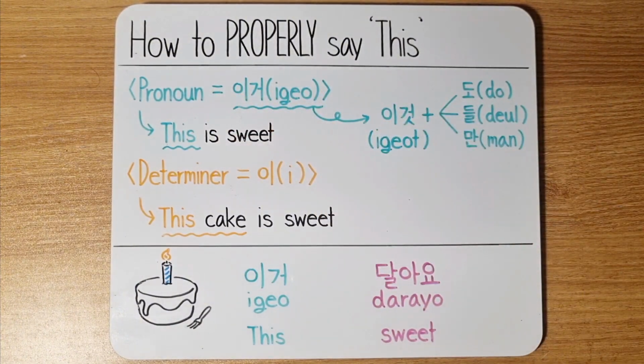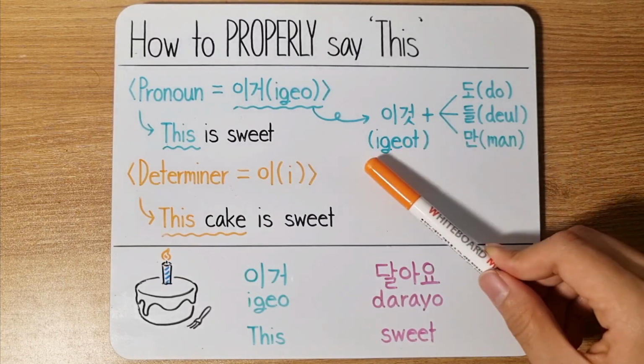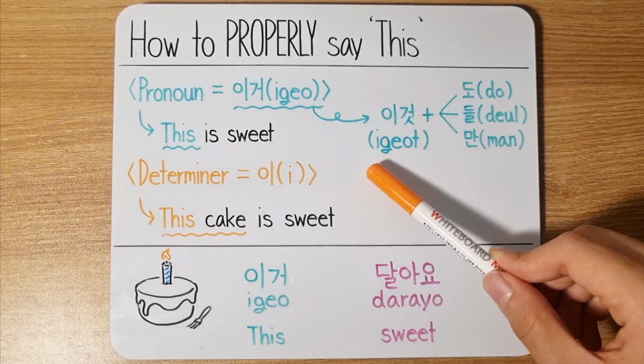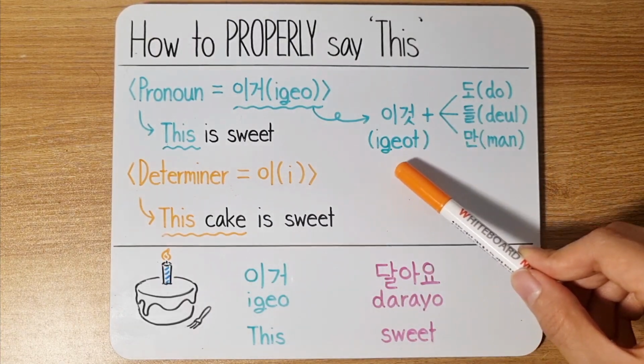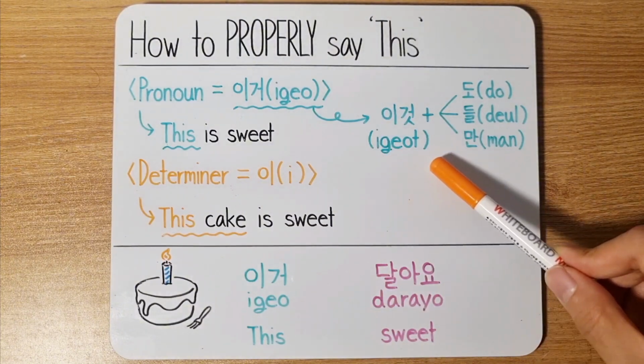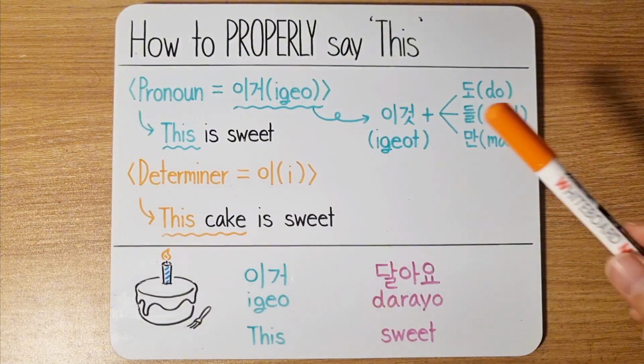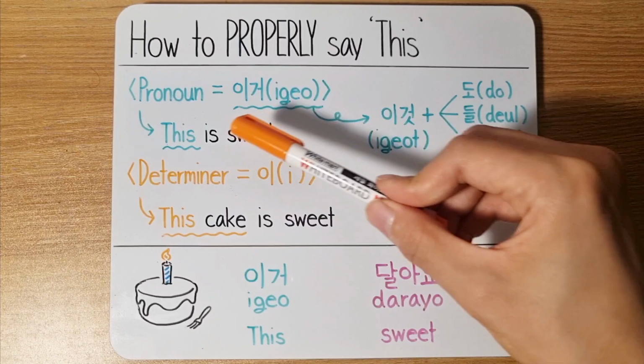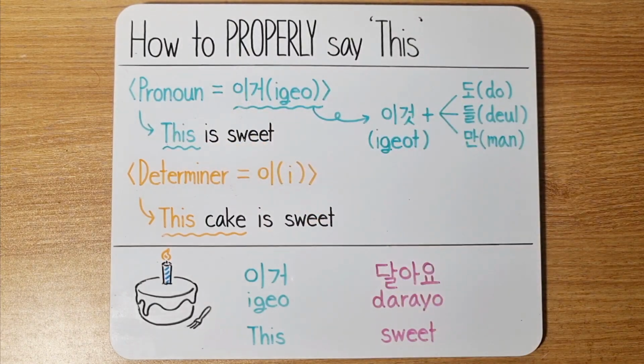But sometimes you will see this version as well, 이것. Now, this is also using this as a pronoun. However, what is the most important when learning Korean? It is always asking yourself the question, what type of Korean am I speaking? What type of Korean am I learning?